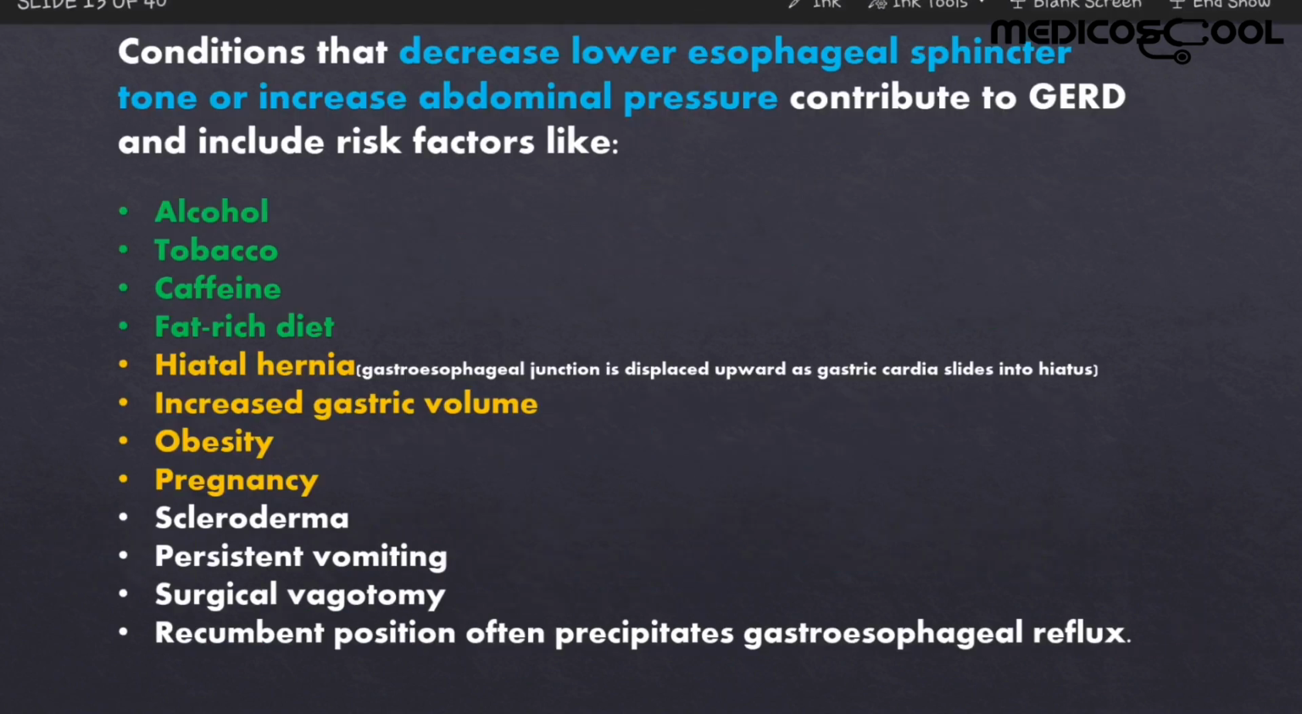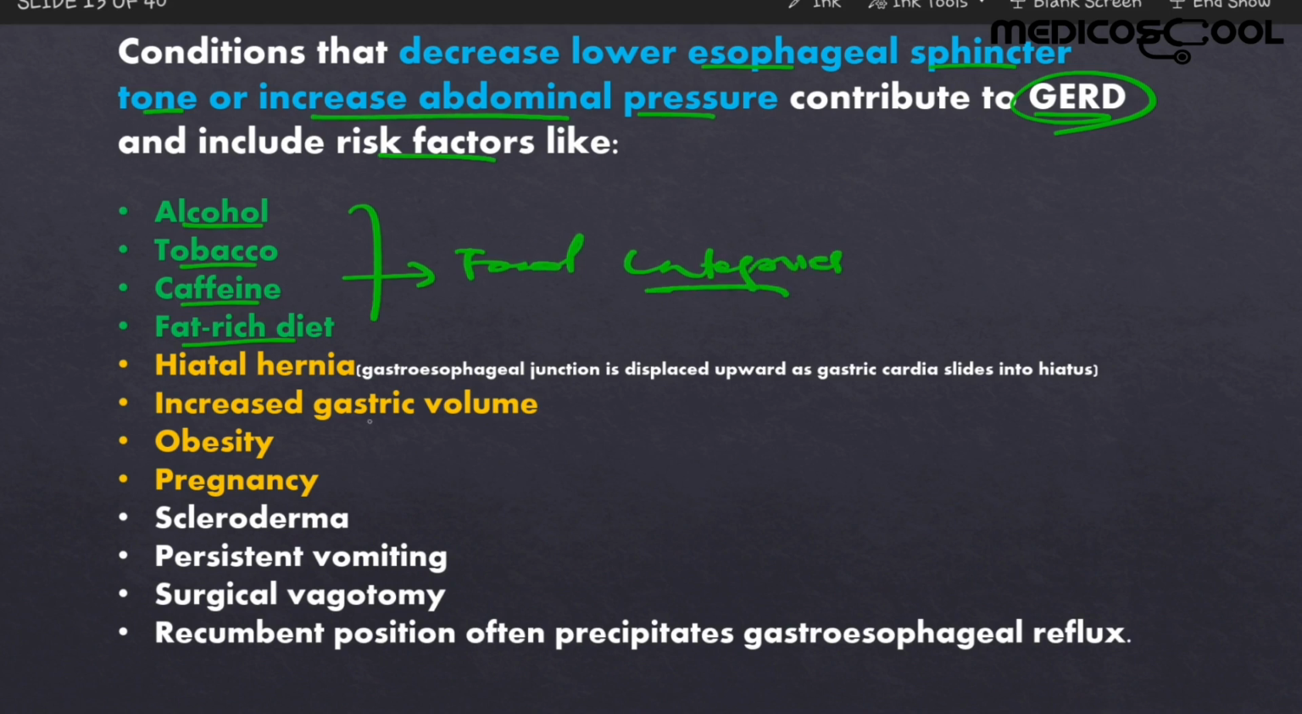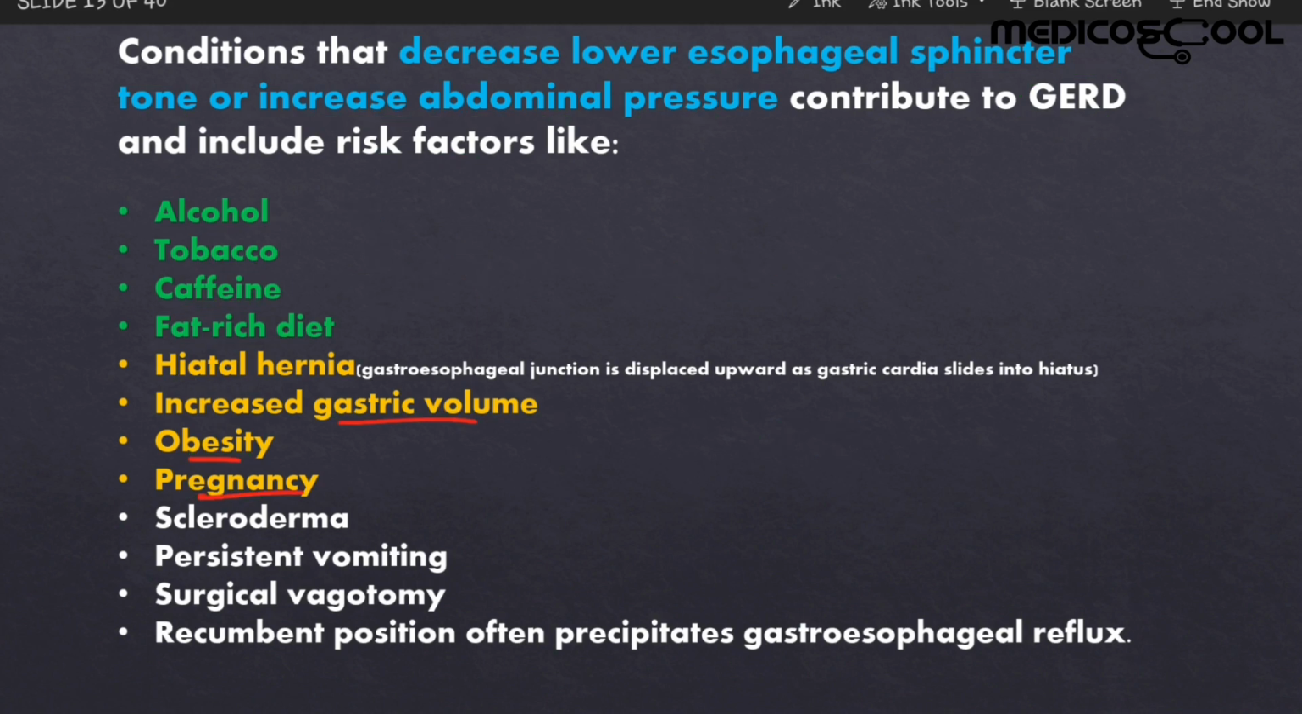Now, what are the conditions which lower the lower esophageal sphincter tone or increase the intra-abdominal pressure? They all contribute to GERD, and the risk factors include alcohol, tobacco, caffeine, and a fat-rich diet. All these belong to the food categories. Also, increased gastric volume, obesity, and pregnancy, which increase the intra-abdominal pressure. Also, hiatal hernia due to congenital defects.